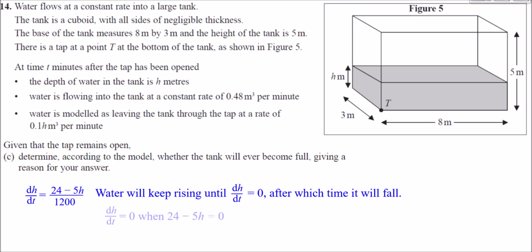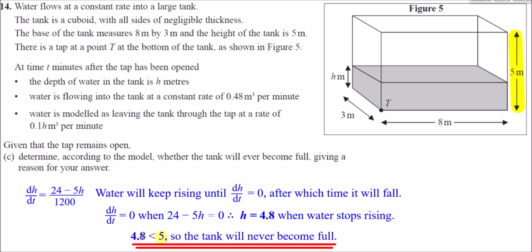So dH by dt is 0. The critical point is when dH by dt is 0, and that's when 24 minus 5h, the numerator, is equal to 0. If I add 5h to both sides, then divide by 5, I can see that h will be 4.8 and the water stops rising. However, if we get to 4.8 and the water stops rising, then it'll never quite get full, because 4.8 meters isn't quite as high as 5 meters. So with reference to the diagram, it's 5 meters high. So to conclude, because 4.8 is less than 5, the tank will never become full.